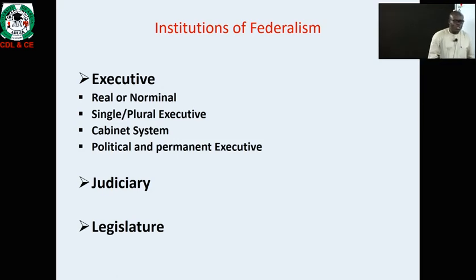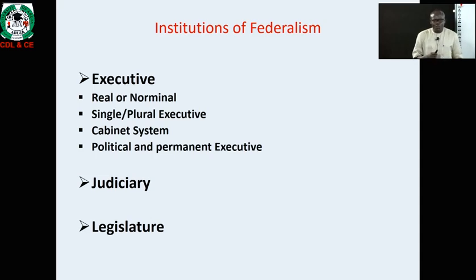In the Nigerian federal arrangement, for example, the executive is more or less a standalone institution, but it is checkmated by the other institutions. And among the executive, we have the real or nominal. The real executive is the system whereby an individual, for example, the president and commander in chief of the armed forces, is recognized as the one reserved with the prerogative of appointment, and he is the leader of the government.